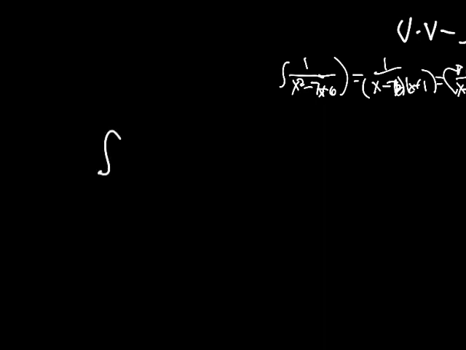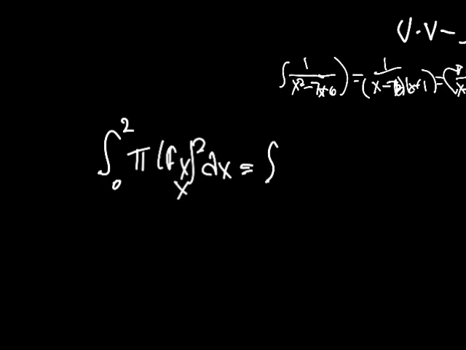Alright, for the third one, it was asking us to find the volume using the disk method. And we know that the volume using the disk method is the integral from the lower to upper limit of pi times f of x squared dx, right? We know that f of x here was x, so we can rewrite this as pi times the integral of x squared dx, from 0 to 2.